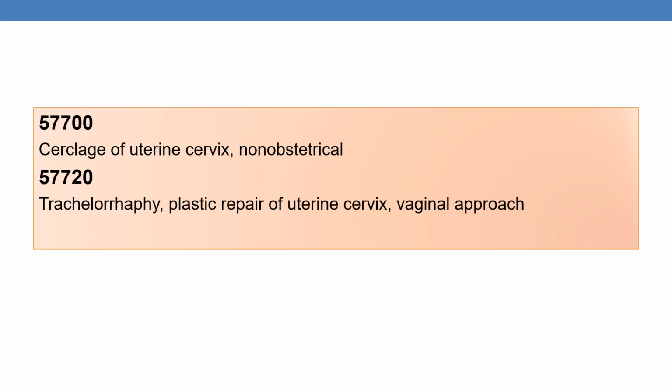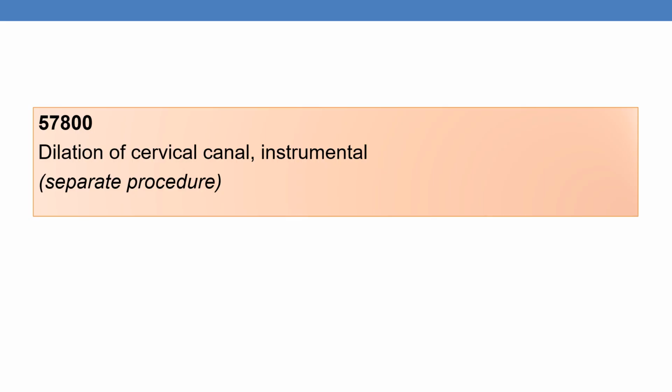Now coming to CPTs for repair. The first one is 57700, cerclage of uterine cervix, non-obstetrical. The next is 57720, trachelorrhaphy, plastic repair of uterine cervix, vaginal approach. Now coming to CPTs for manipulation. There is only one CPT, that is 57800, dilation of cervical canal, instrument.